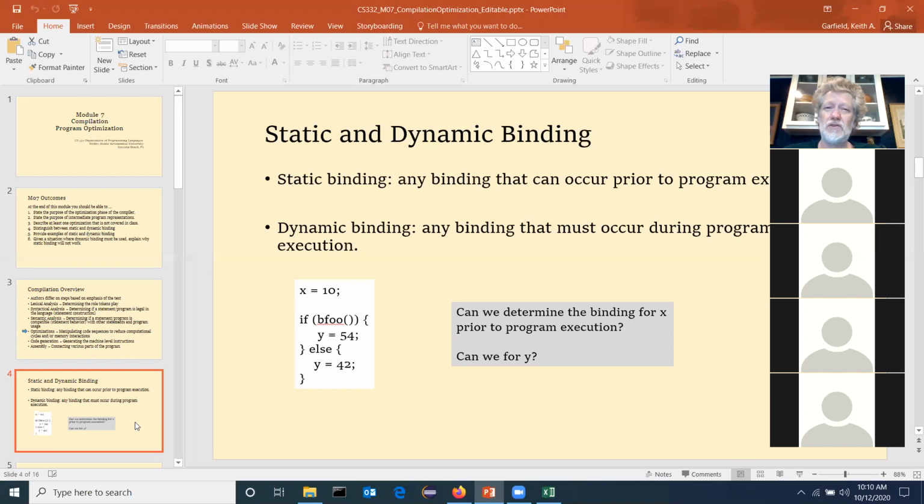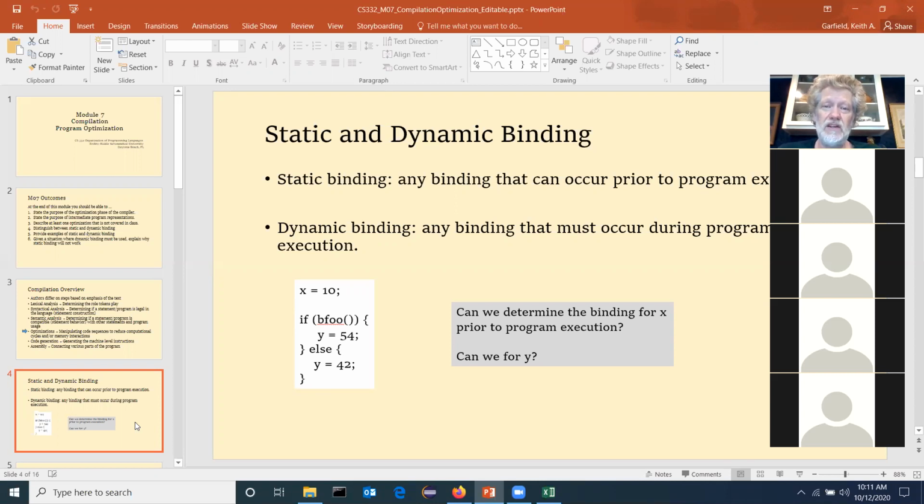Sometimes you're allowed to prove your code is correct by analysis. At least I shouldn't say that. Sometimes you can prove that the idea of your code is correct by analysis. That would be static. But to actually prove that you implemented that algorithm correctly, you still have to do a dynamic test. So simple example, if we say x is equal to 10, we can determine the binding statically.